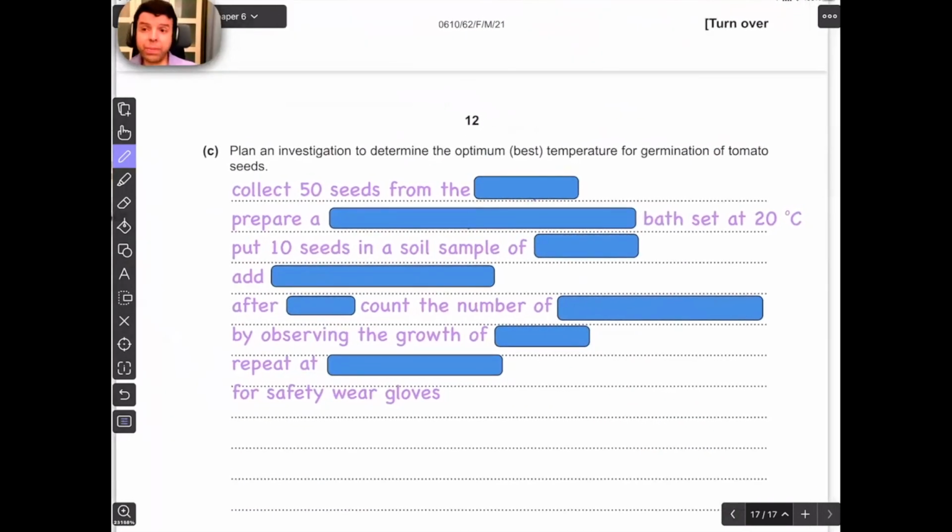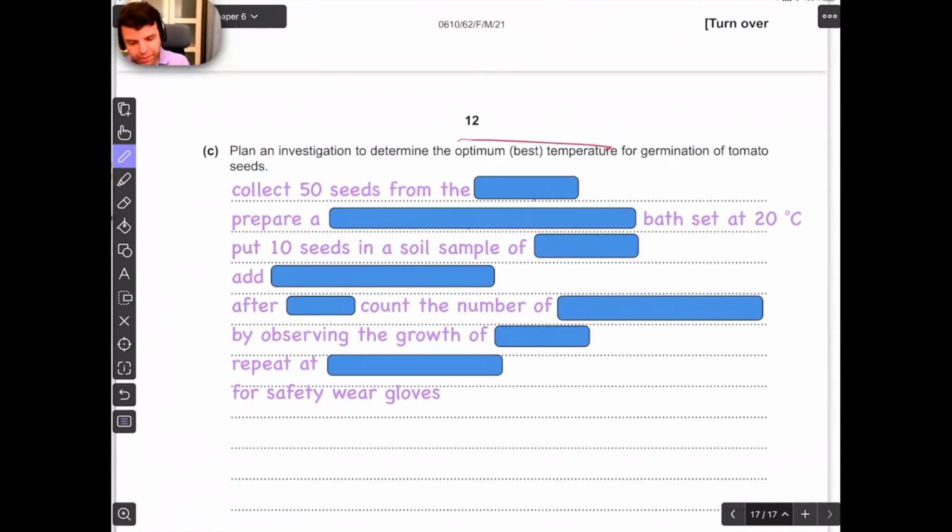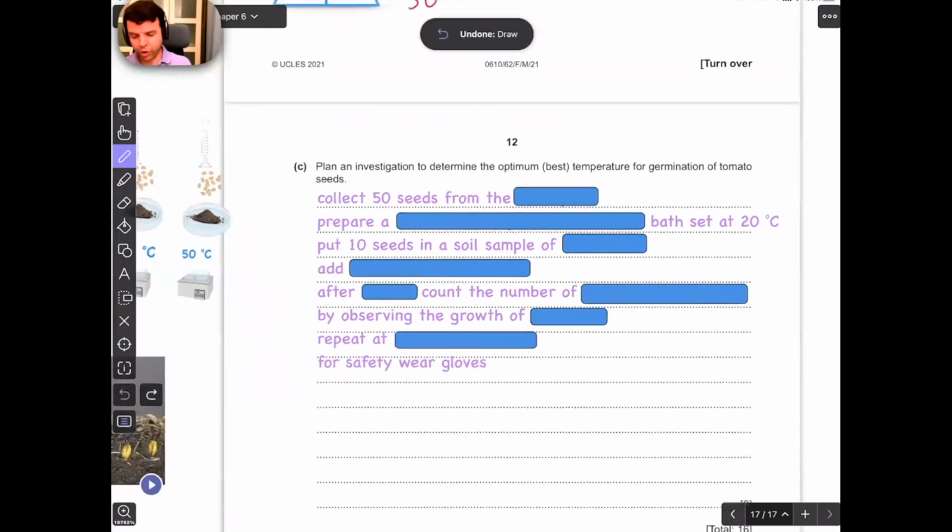So here's the planning. They said plan an investigation to find the optimum temperature for germination. What's the independent variable here? What are you going to change? The question says optimum temperature for seeds to germinate. So look at my plan.